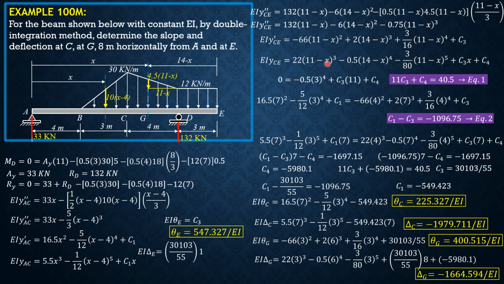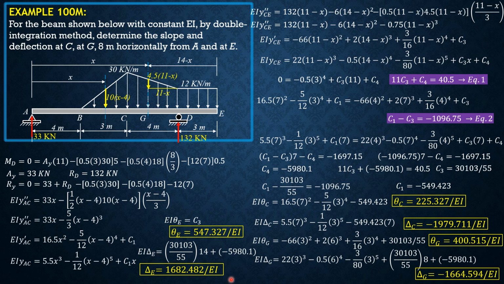Then delta E into this equation, x is 14. 11 minus 14, because this is negative, is ignored. 14 minus 14 is 0. 11 minus 14 is negative again, so that's ignored. So the terms will only be c sub 3 times 14, plus c sub 4. So EI delta E is equal to c sub 3, which is 3103 over 55 times 14, plus c sub 4, which is negative 5980.1. So we can now solve delta E.